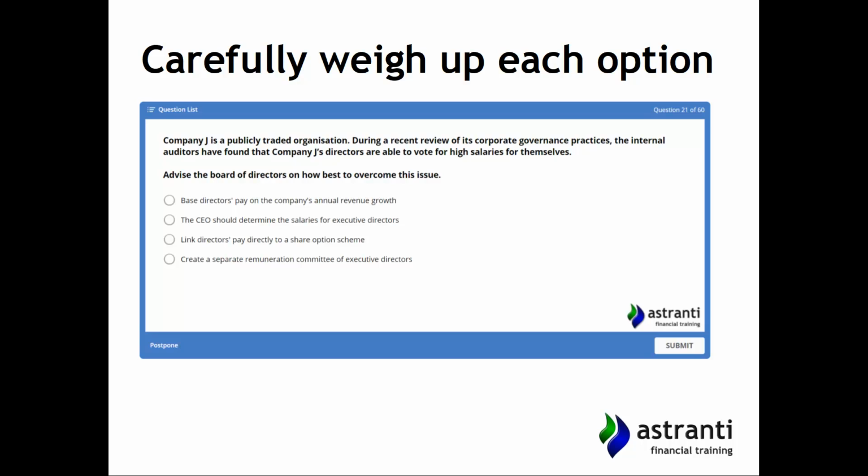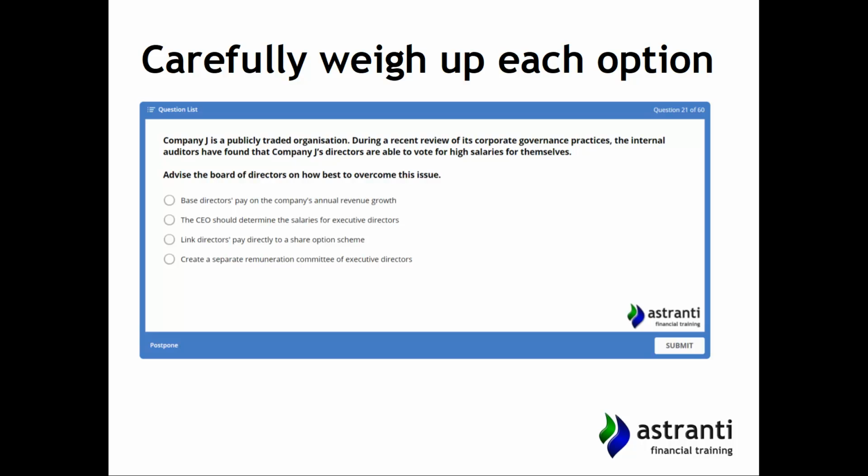So my third and final tip for passing your P3 exam is to make sure that you carefully weigh up each option. So the P3 exam is a step up from the P2 exam. So as a consequence, it might not always be immediately obvious which option is the best, even if you have memorized all of the relevant material. So you need to make sure that you carefully consider each option and how it would play out in practice.